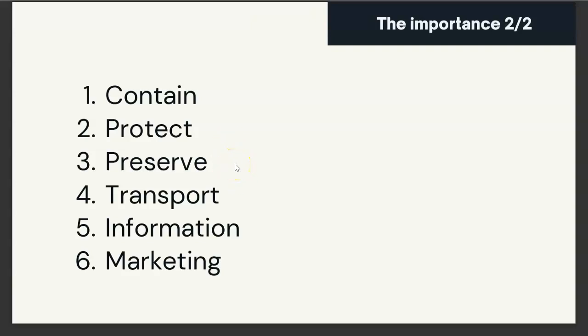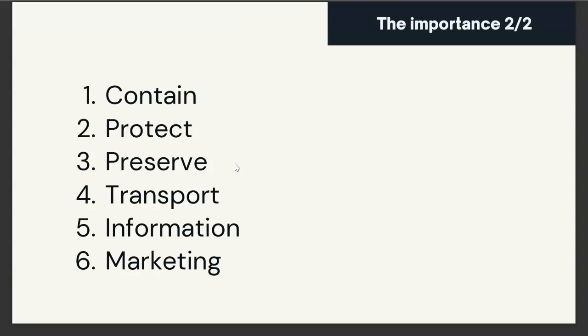Right, the third point is to preserve. Packaging helps to preserve the quality and the extent of the shelf life for the products by providing a barrier to oxygen, moisture, light. Packaging can slow down the deterioration of your food. So in some cases, active packaging technologies are used to actively enhance preservation, for example, by absorbing excess oxygen or moisture. So this is more of the modern technology that we have now.